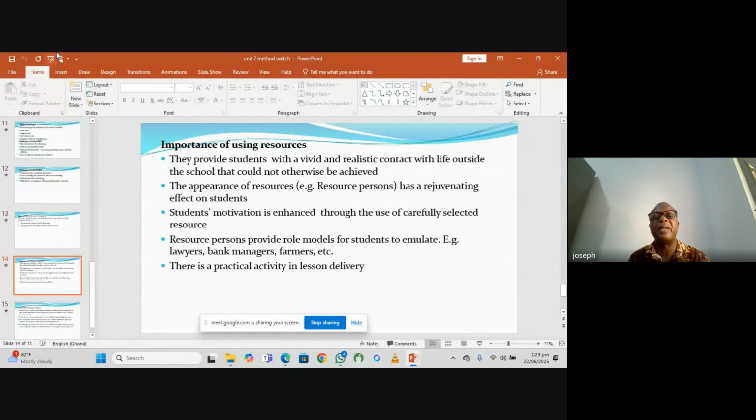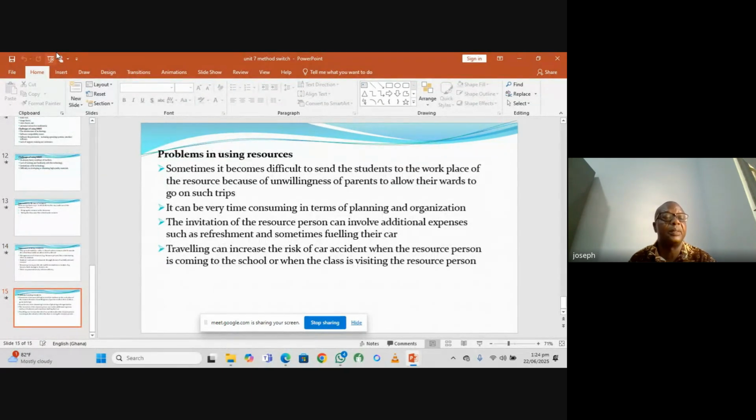Resource persons provide role models for students to emulate: the lawyers, the bank managers, the farmers, the MPs, the ministers, and what have you. There is a practical activity in lesson delivery, because the lesson becomes very practical because the person who is in charge of that is there and telling you this, that. So it becomes practical, unlike telling them in an abstract form. So these are some of the importance of using some of these resources.